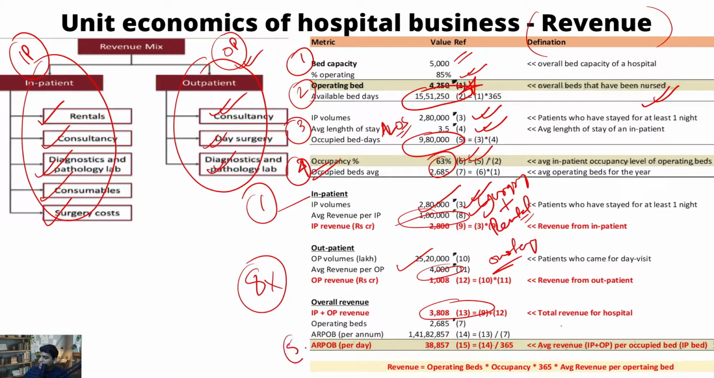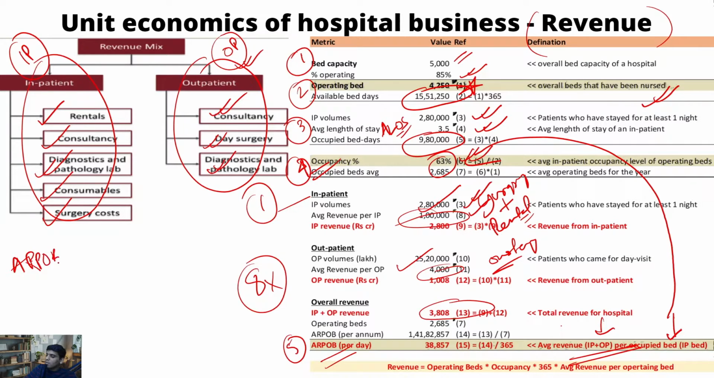Now the fifth metric, which is ARPOB, यहाँ पे it is nothing but average revenue per occupied bed. Now when I say revenue, I take both inpatient and outpatient revenue here, but when I take the denominator, I just take the overall inpatient beds. I take the beds which are occupied on an average for that particular year, and उसके calculation में मैं खाली IP volumes consider किया था.